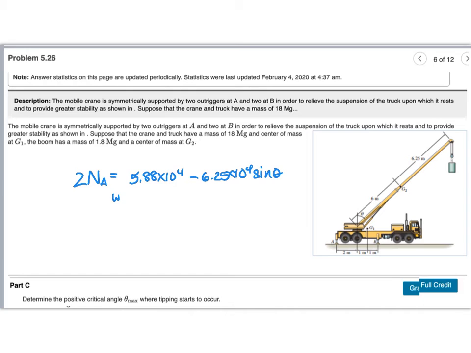Now, when it tips, NA is going to be 0. And so we can just set the left-hand side equal to 0. This allows us to find a ratio that is equal to the sine of theta, which would be equal to 5.88 over 6.25. And this ends up giving us a theta of 70.2. So that's how we find that critical angle.